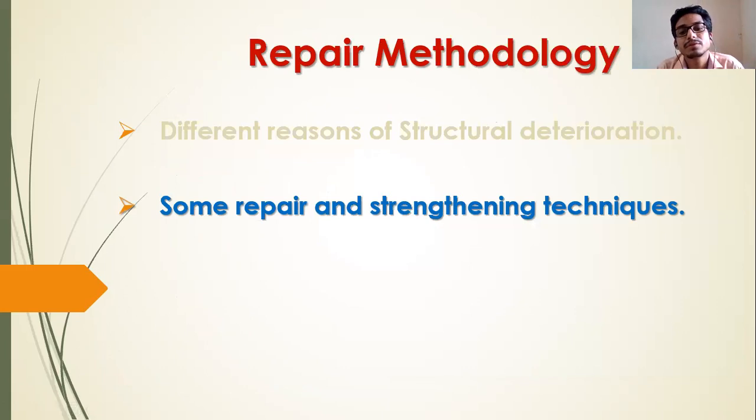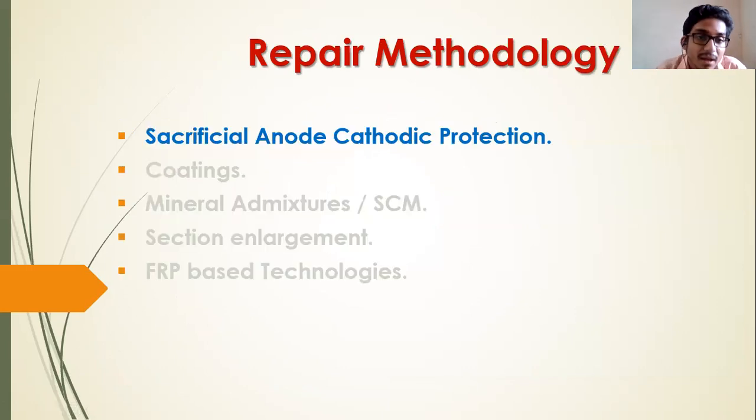So now we will see some of the repair and strengthening techniques. The most important thing is, if you go anywhere and see some old structures, you will see that a lot of structures are suffering from corrosion, mostly in tropical regions. If we talk about Tamil Nadu, Kerala, and Mumbai, that whole coastal zone, the main reason for deterioration is corrosion of the bars.